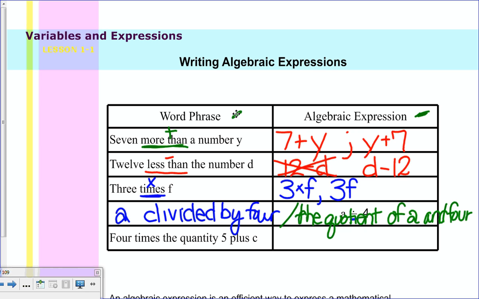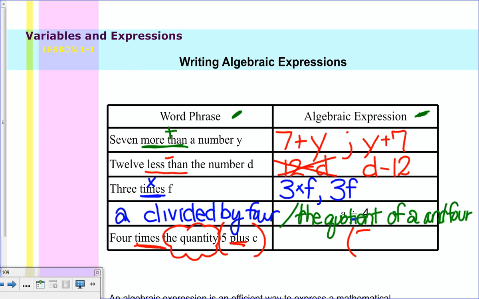And then finally, we have this one. And this one's a little trickier because there's a few things in here. 4 times the quantity 5 plus C. Now, if you take a look, we actually have two keywords that we've talked about. We have the word times, and we have the word plus. Now, with these ones, what's going to help us here is the quantity. The quantity usually means when you put it together. All right, now when we're talking about the quantity 5 plus C, when you're talking about something like that, that means those go together.